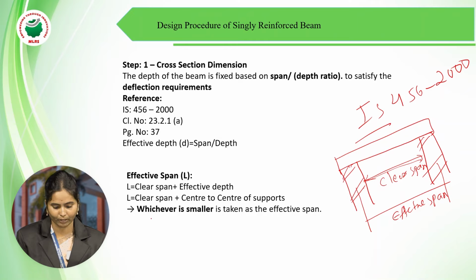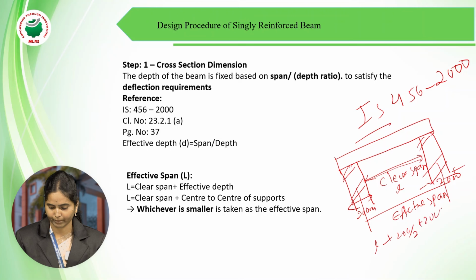Next we need to find L again: clear span plus center to center of support distance. This is the wall thickness, for example 200 mm. So clear span L plus 200 by 2 plus 200 by 2, we can get L. Find these two values and take the smaller one. Whichever is less is taken as the effective span.